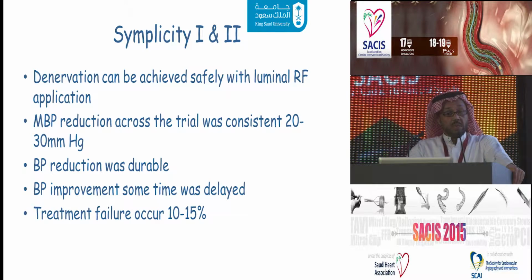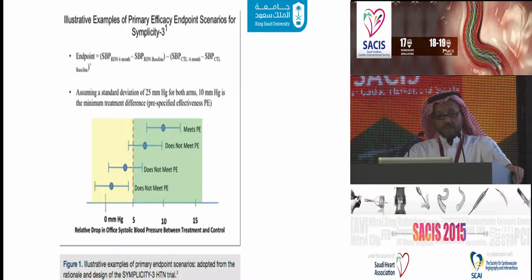Symplicity II and Symplicity I told us, we learned from them, that de-innervation can be achieved safely. There is a lot of data supporting the safety of the procedure. Mean blood pressure reduction across the trials was consistently between 20 and 30 millimeters of mercury. The reduction was durable. The blood pressure improvement sometimes happened late or delayed. The treatment failure was 10 to 15%. In other words, the success rate was about 85% to 90%. This was followed by Symplicity III, which is a larger randomized clinical trial.